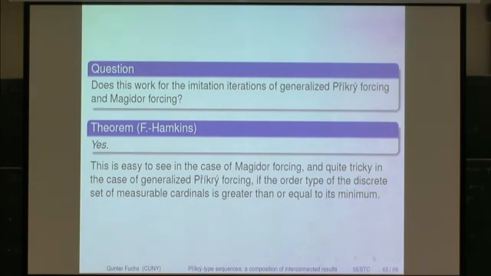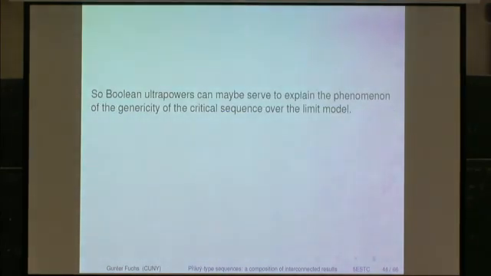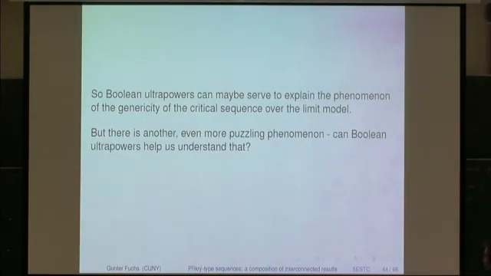And this is fairly easy to see in Magidor forcing. Basically do the same trick. And it's pretty tricky in the case of generalized Prikry forcing if the forcing is long, meaning that the order type of this discrete set of measurables is greater than kappa 0. It gets pretty tricky, but you can show it. So the Boolean ultrapowers generalize, and maybe explain, the existence of a generic, right? Because every Boolean ultrapower comes with a generic over the target model. So, or at least it's another angle to look at it.